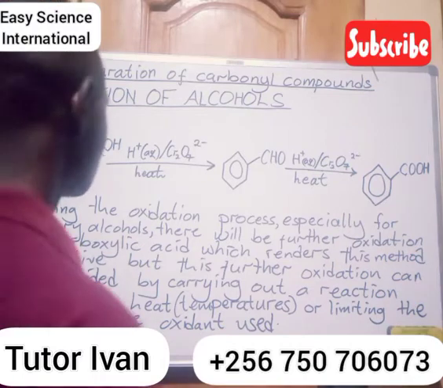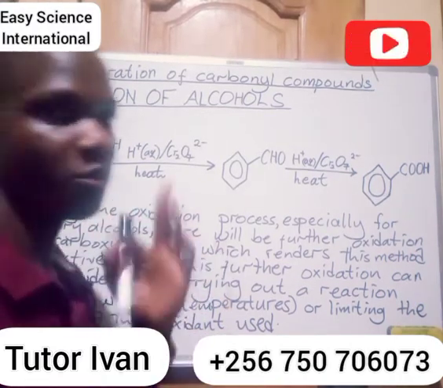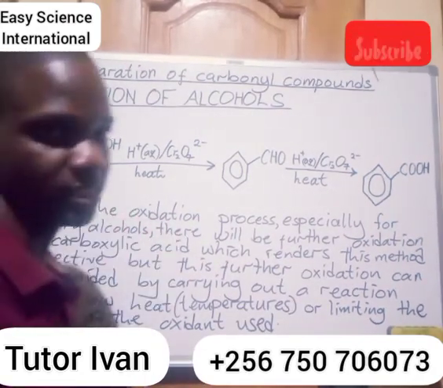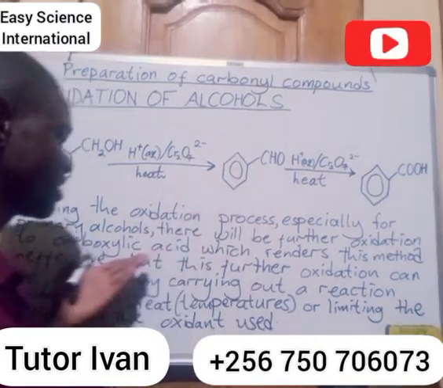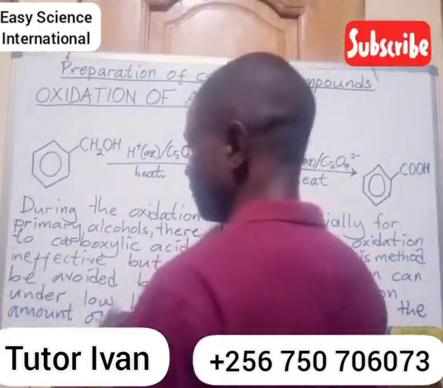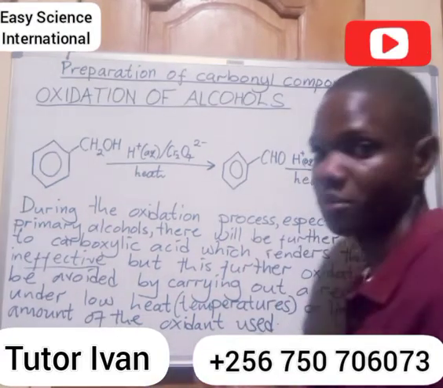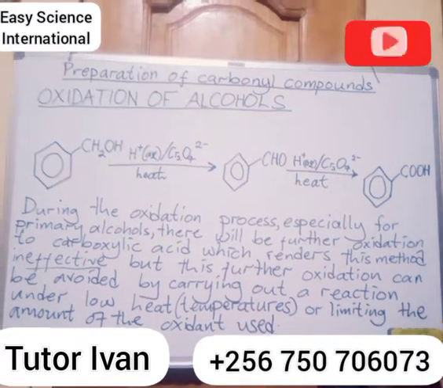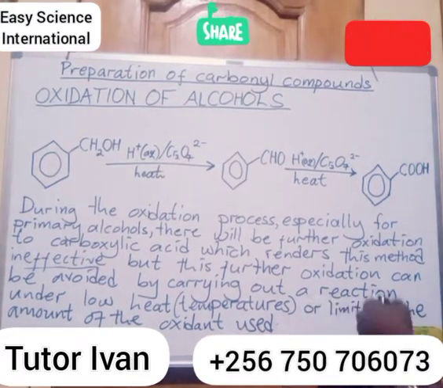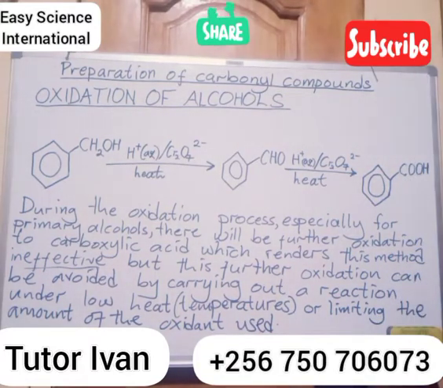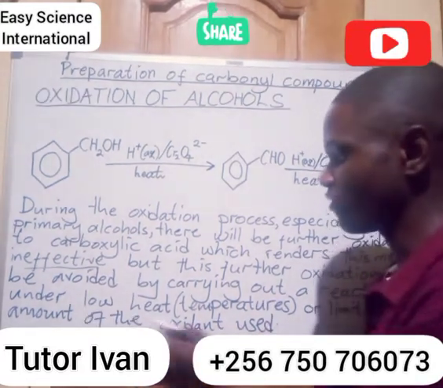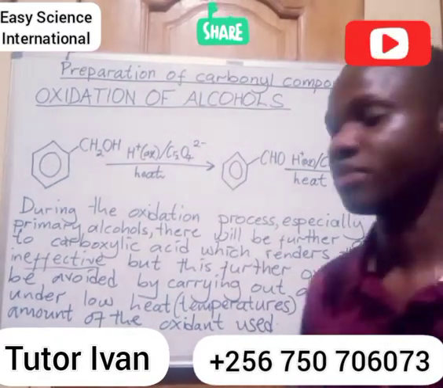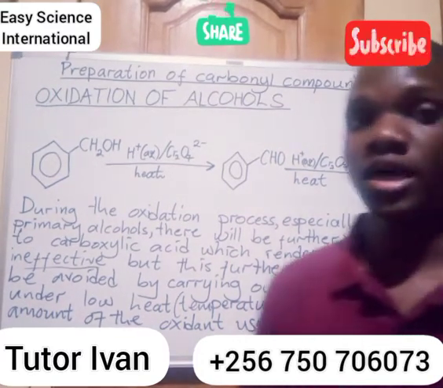Now, during this oxidation process, especially for the primary alcohols, there will always be further oxidation to carboxylic acid, and this renders this method a bit ineffective in the preparation of carbonyl compounds. Well, this can be avoided by carrying out the reaction under low heat or temperatures, or limiting the amount of the oxidant used, that is, the amount of the acidified potassium dichromate 7 or sodium dichromate 7.